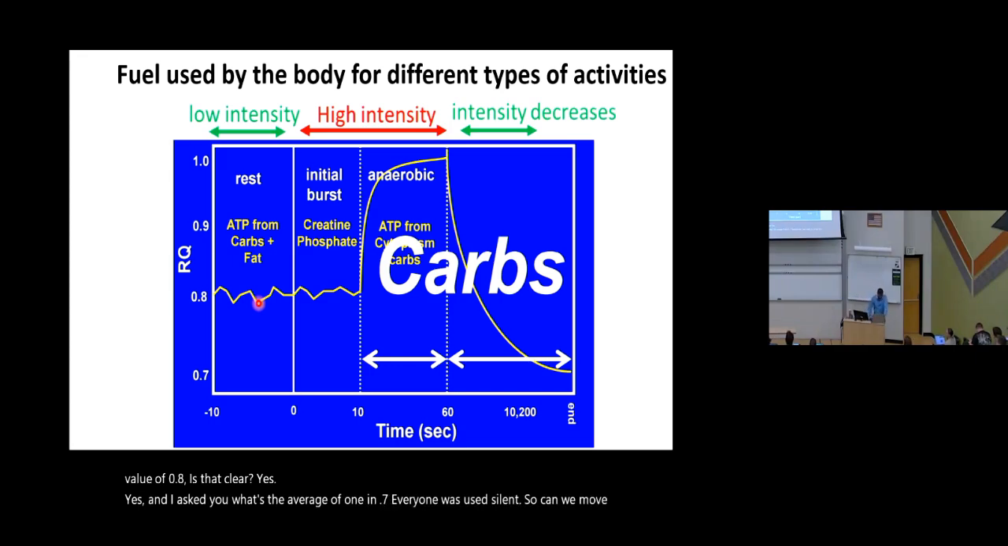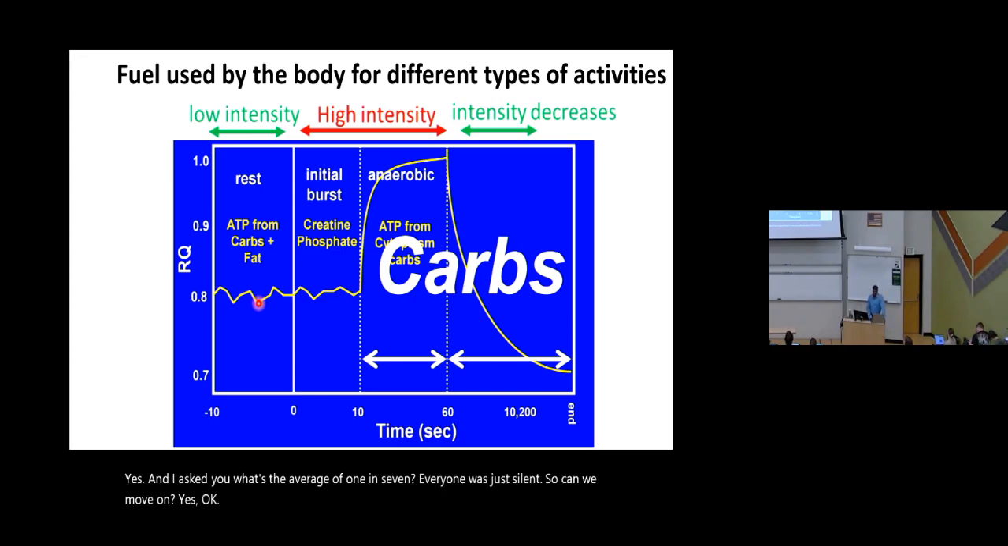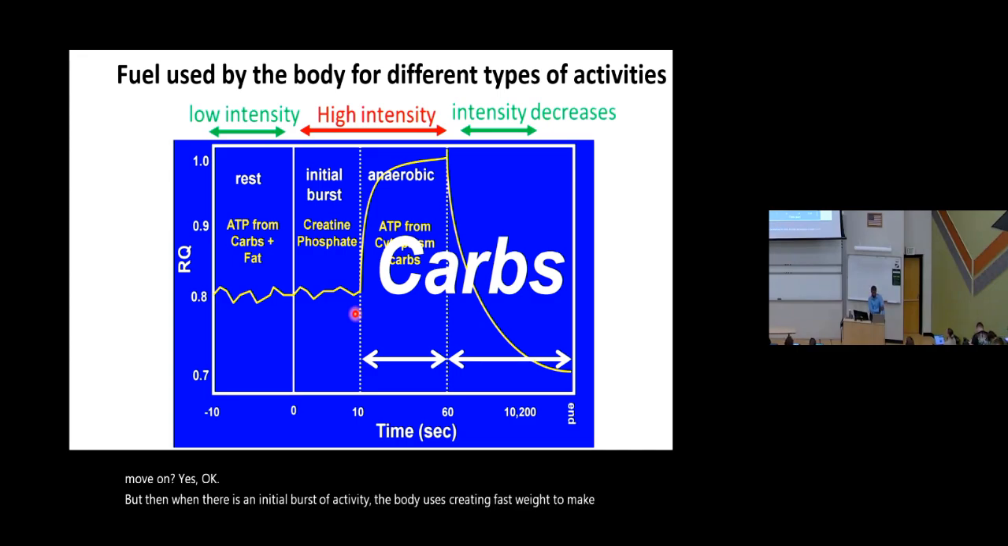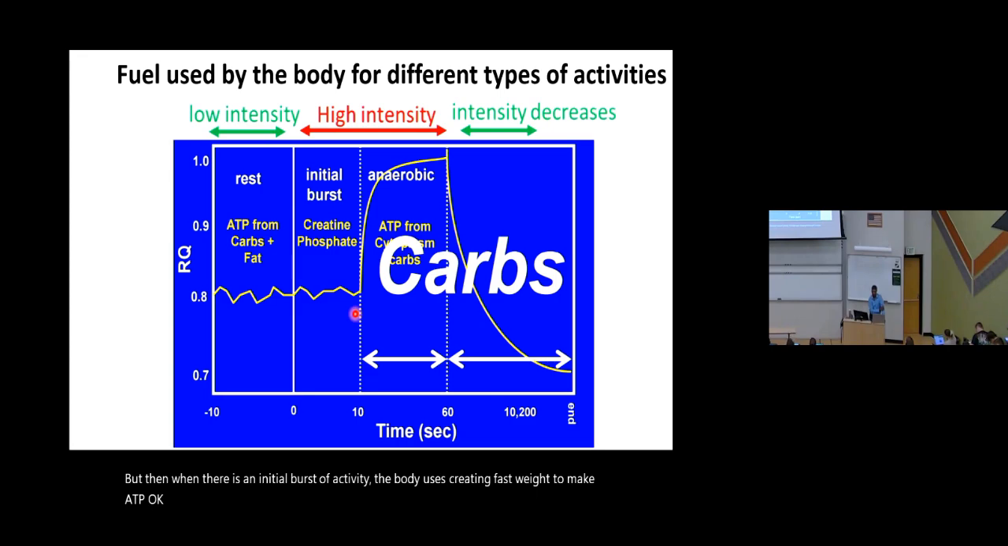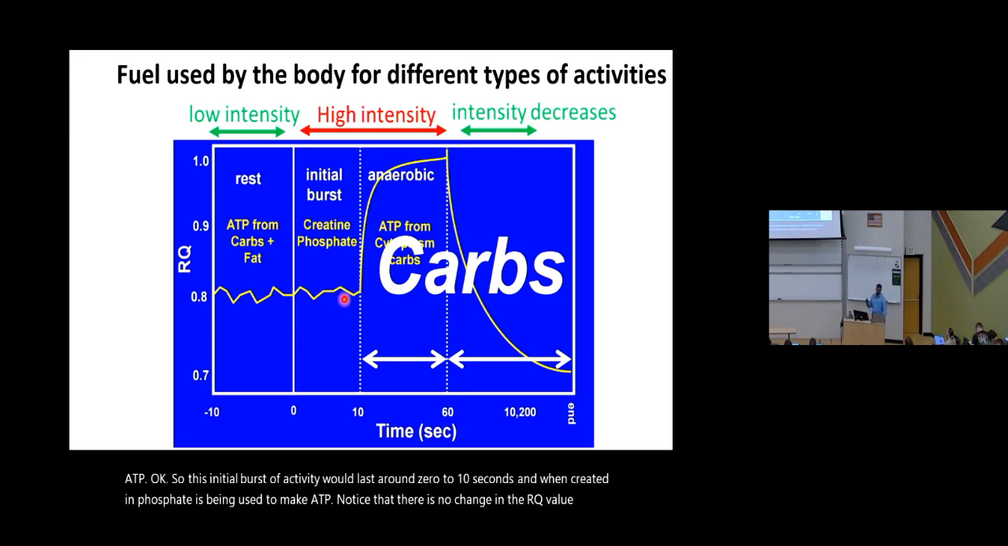Yes? Okay. But then when there is an initial burst of activity, the body uses creatine phosphate to make ATP. This initial burst of activity would last for around 0 to 10 seconds, and when creatine phosphate is being used to make ATP, notice that there is no change in the RQ value because the body is not using proteins, carbs or fats in addition at that current point in time. So there's no change in RQ value for that initial burst of activity.